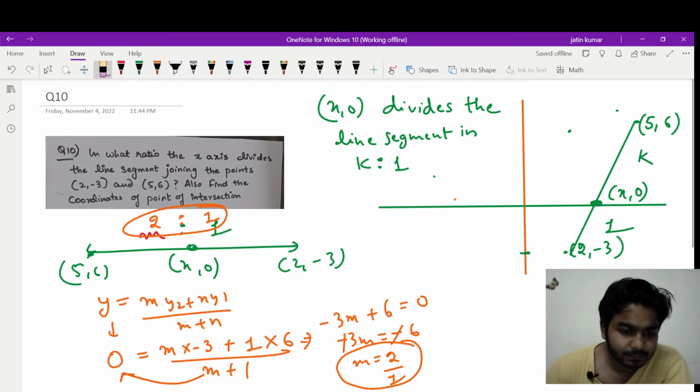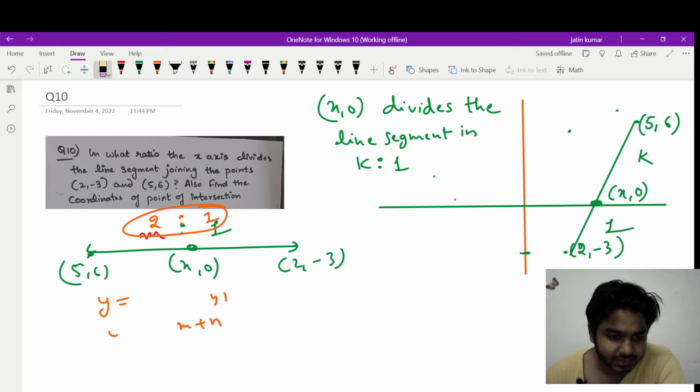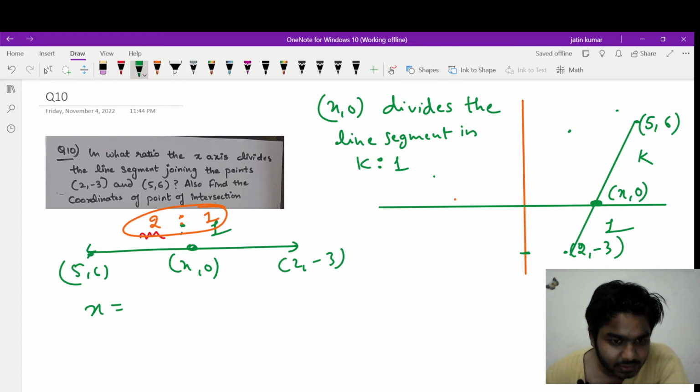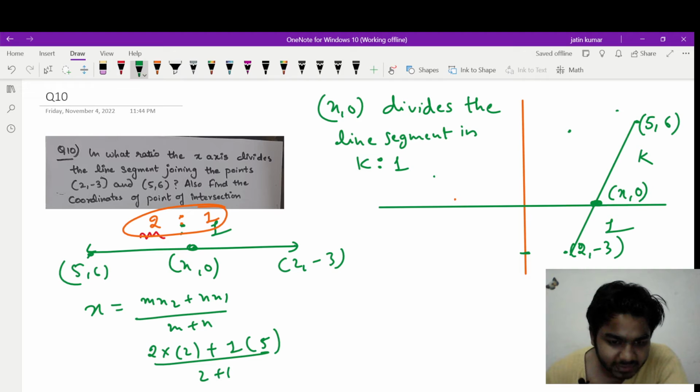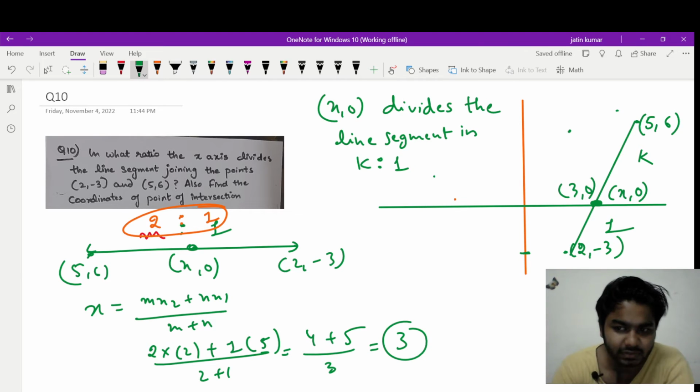Also find the point of intersection. Yes, we can find the point of intersection by finding the x coordinate. So we have got the ratio 2 to 1. So (mx2 plus nx1) upon (m plus n). m is this time 2, into x2 which is 2, plus n is 1 and x1 is 5, and below 2 plus 1, that means 3. So 4 plus 5 upon 3, which means 3. So this point is (3, 0), which divides the line segment in the ratio 2 to 1.